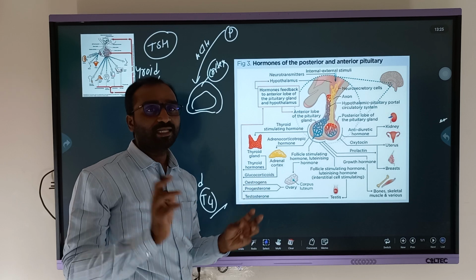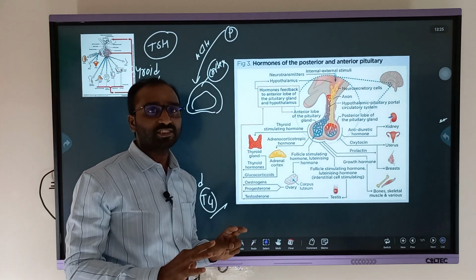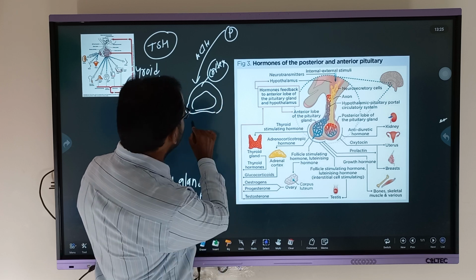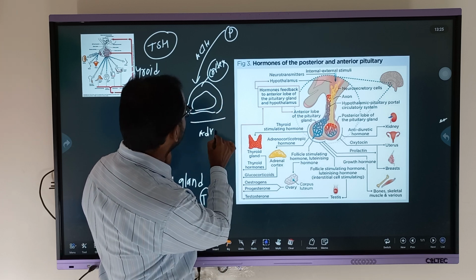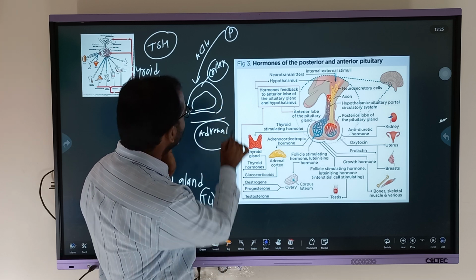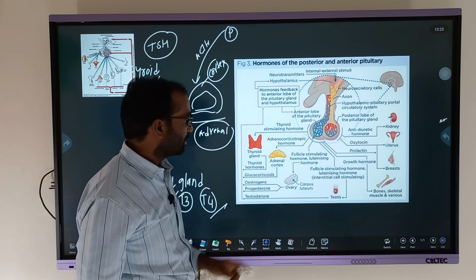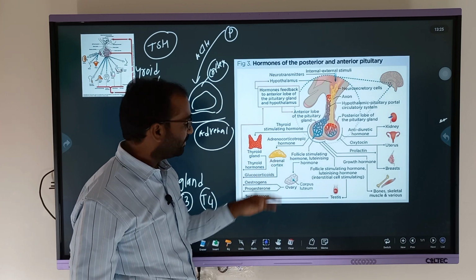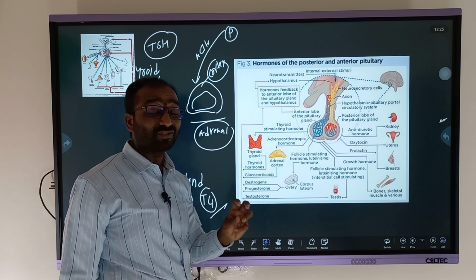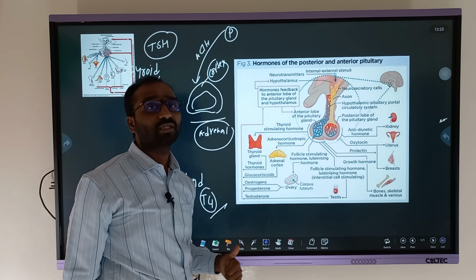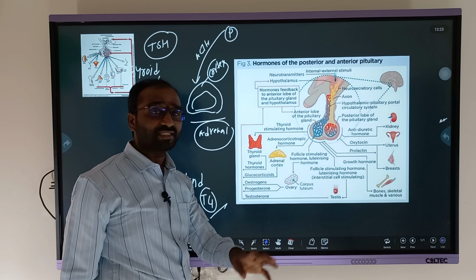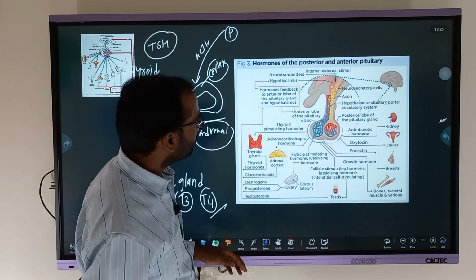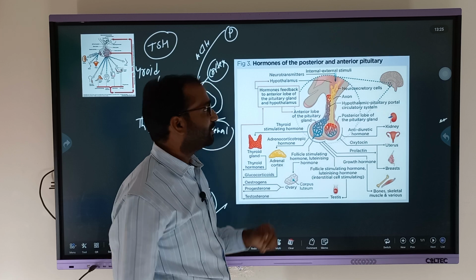Actually, cortex and medulla are two regions present in the adrenal gland, releasing two different hormones. The adrenal cortex releases a set of hormones such as glucocorticoids, mineralocorticoids and sex corticoids. We'll discuss that a little later. Then the next ones along with that are FSH and LH.